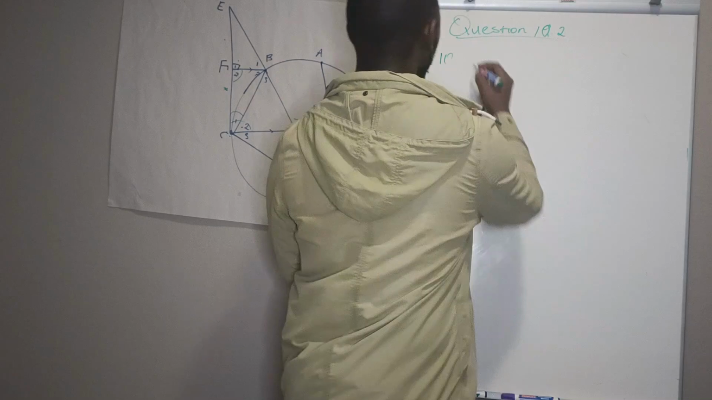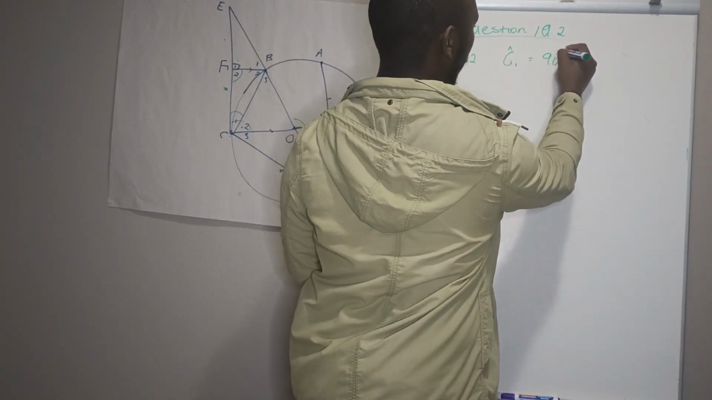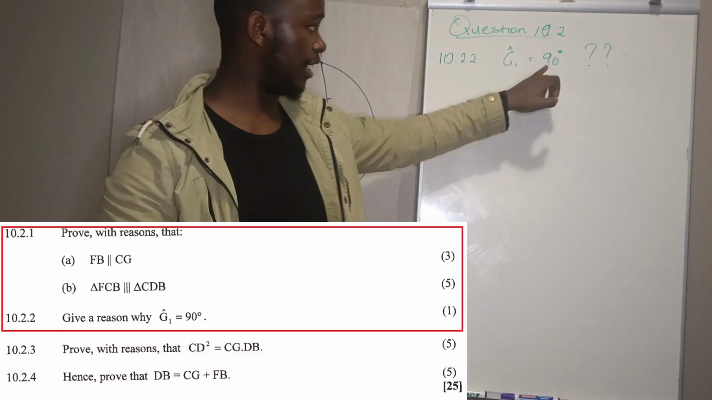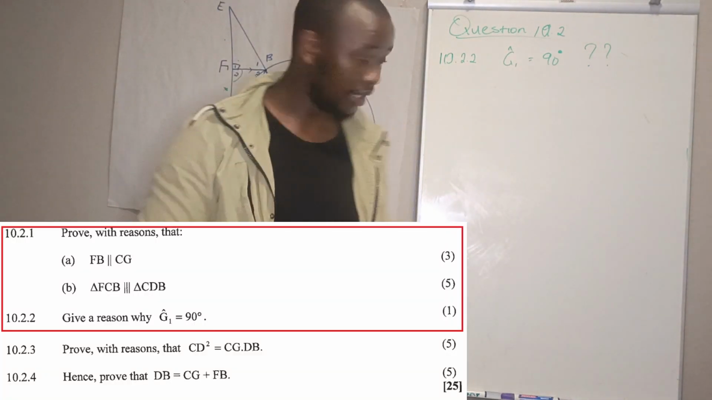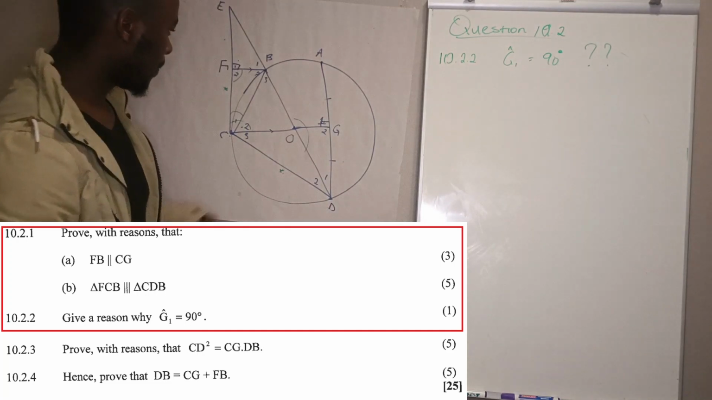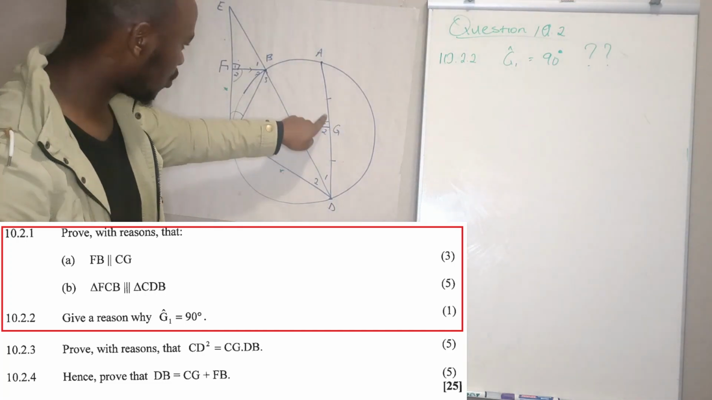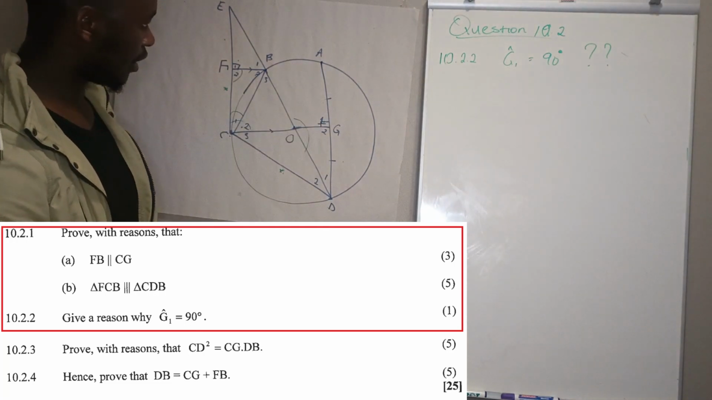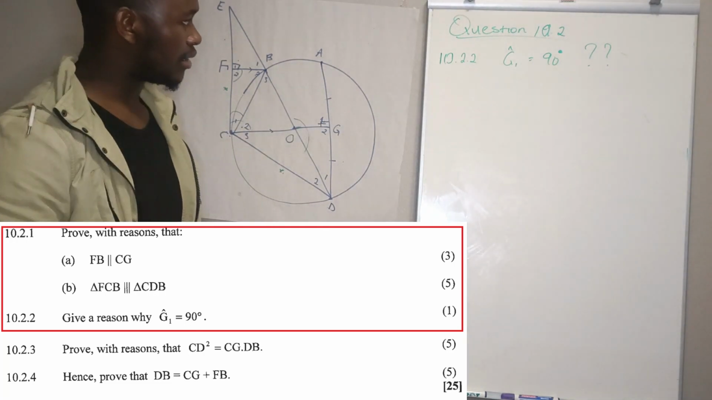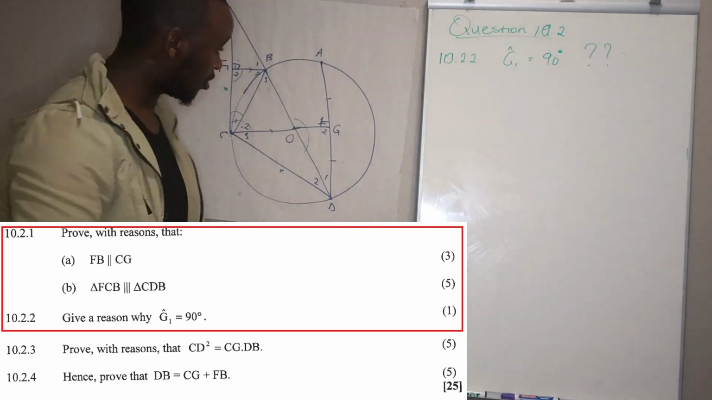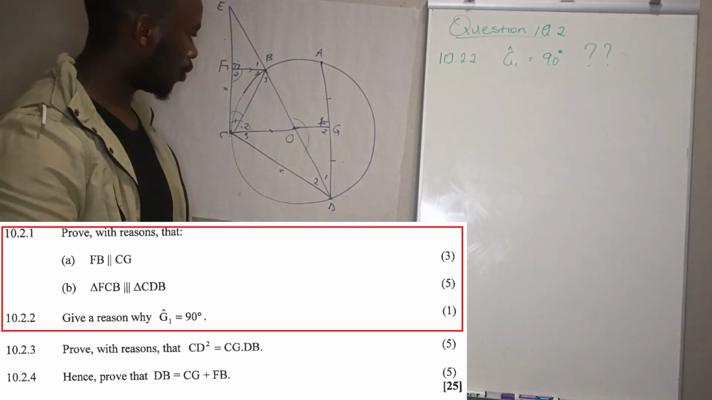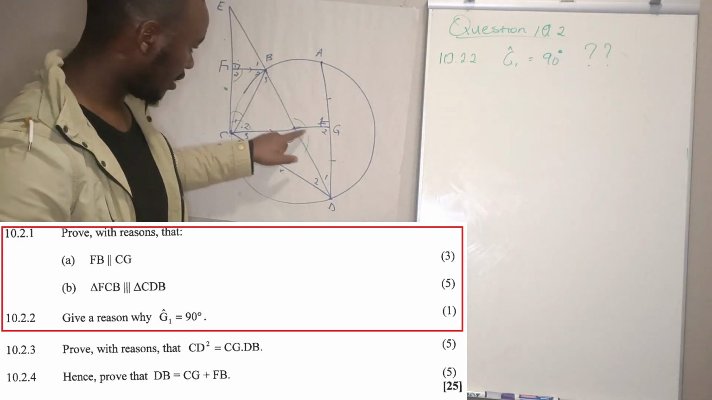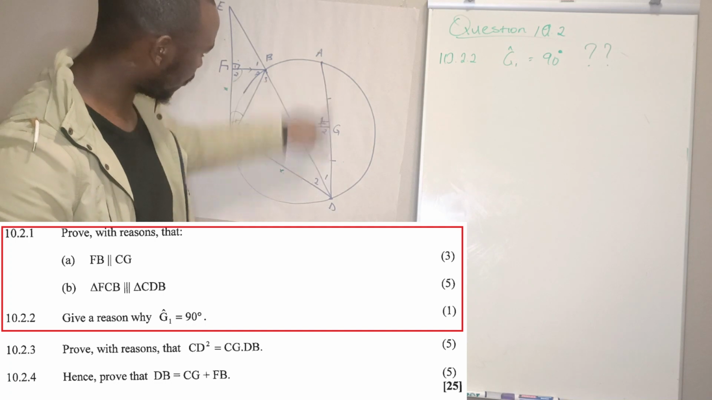All right, question number 10.2.2 is asking us to prove or to give a reason why this angle might be equal to 90 degrees. First thing, find that angle. Where is G1? G has two angles, G1 and G2. So that is that angle. Okay? They are saying prove why it might be equal to 90 degrees. So when you are surveying this, what pointers do you see? You see that there's a line from center here that is somehow touching this one.